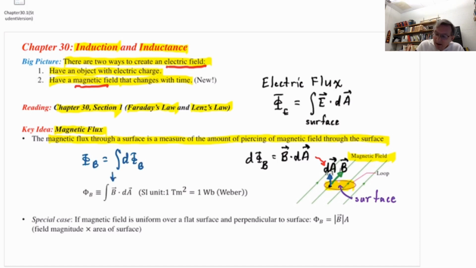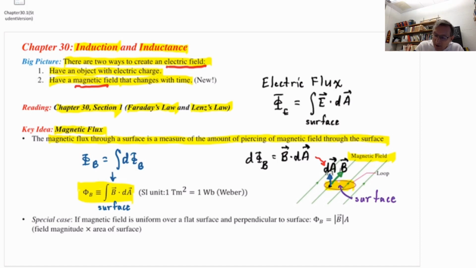And that leads me to this expression for the magnetic flux through a surface. I integrate over the surface B dot dA. It's called a surface integral, just like you would have with electric flux, except you're integrating magnetic field. So it's called magnetic flux, B dot dA.